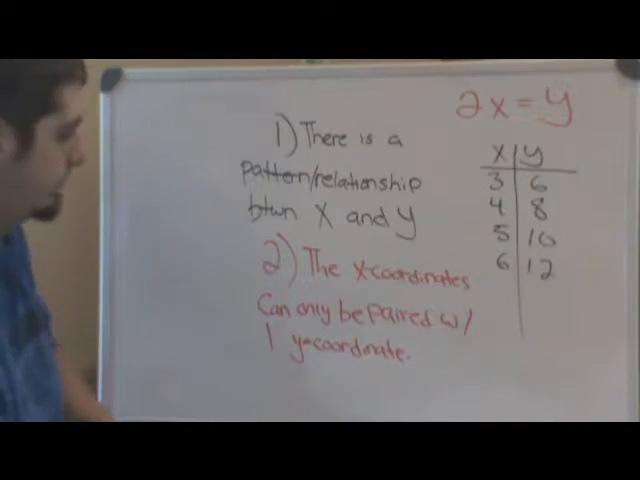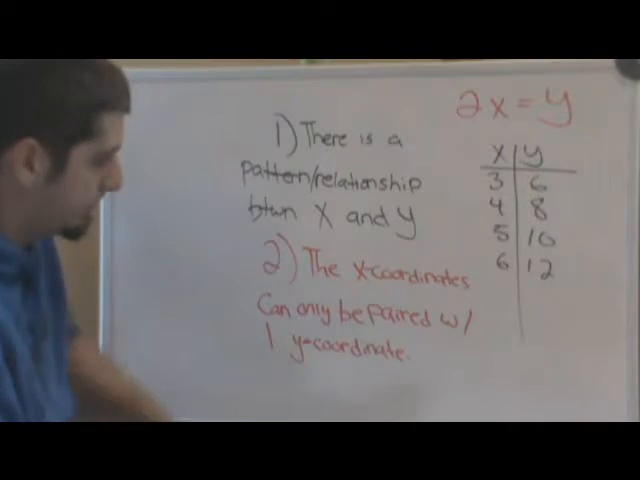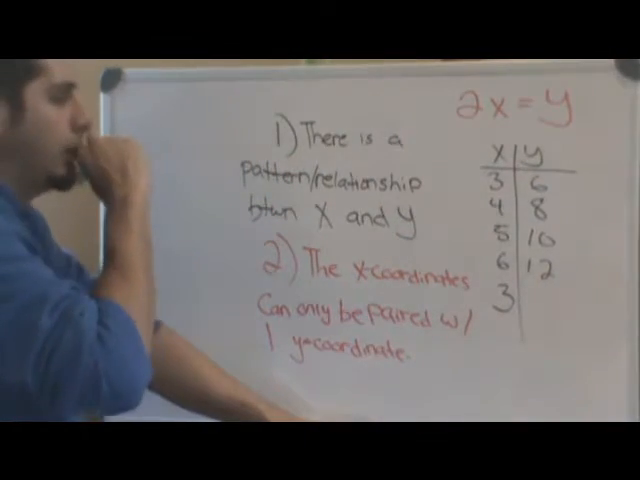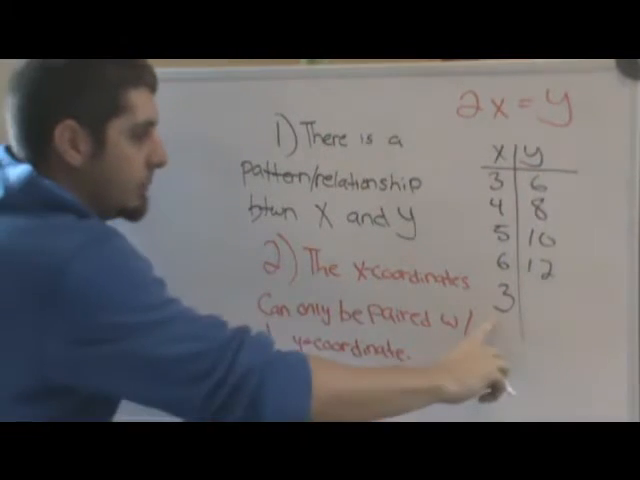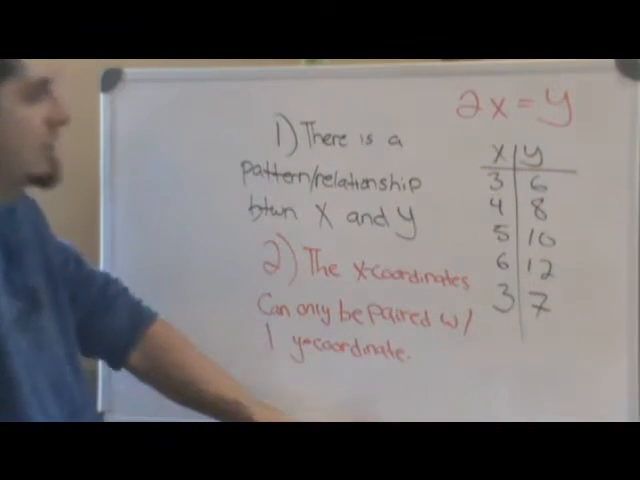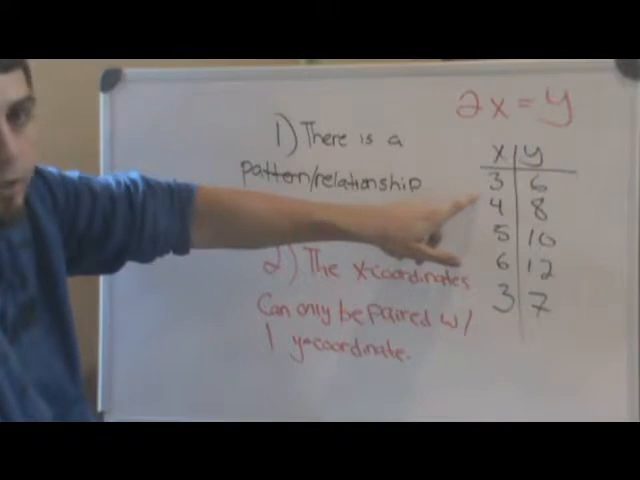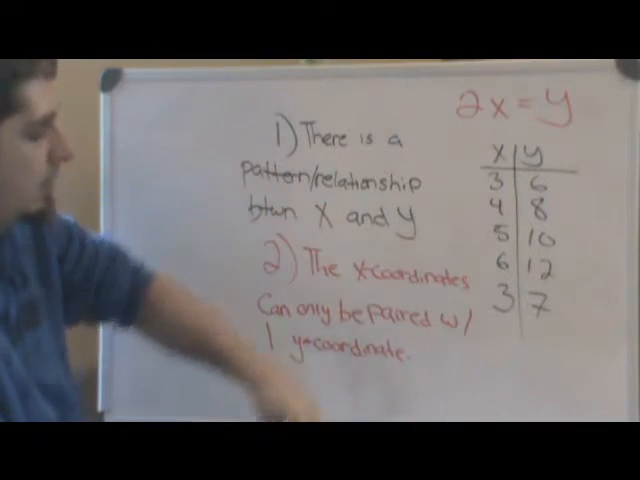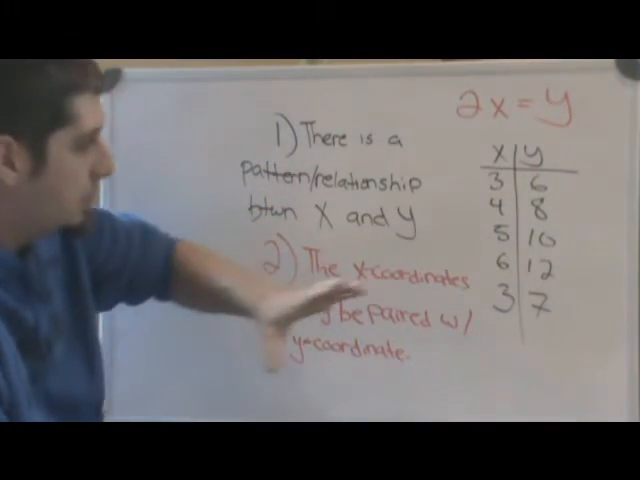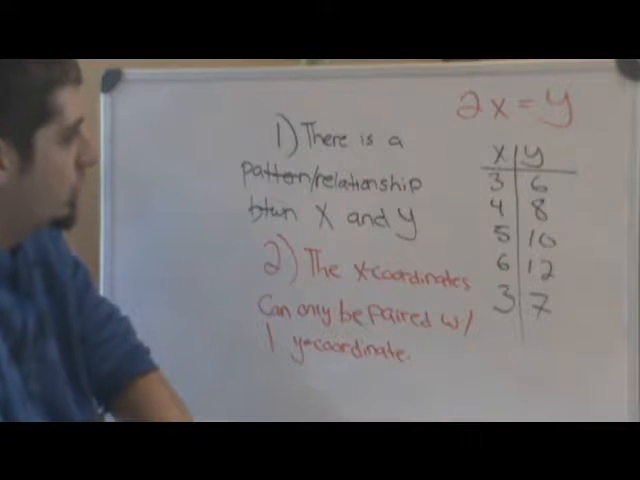So what does that mean? When I look at my x coordinates, if I see another 3 here, and the y coordinate is not 6, let's say this 3 was paired up with a 7, then that means that this is no longer a function. Because again, a function is supposed to have a pattern, and there's supposed to be a special relationship between x and y.